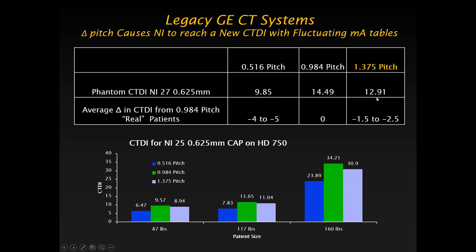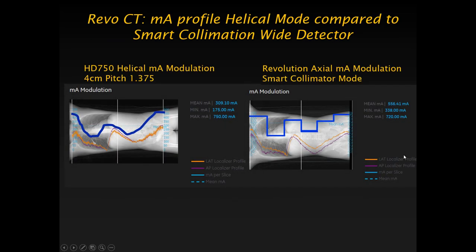giving us access to 55 millimeters per rotation. And so we're taking that 1.5 to 2.5 dose reduction per noise index value, right? So another thing that we found that was interesting was on the Revolution CT, when we're using the helical mode and we compare that to the smart collimation Y detector mode, these are some results.